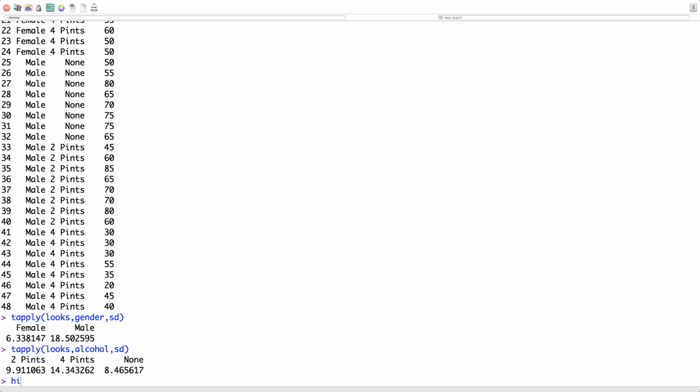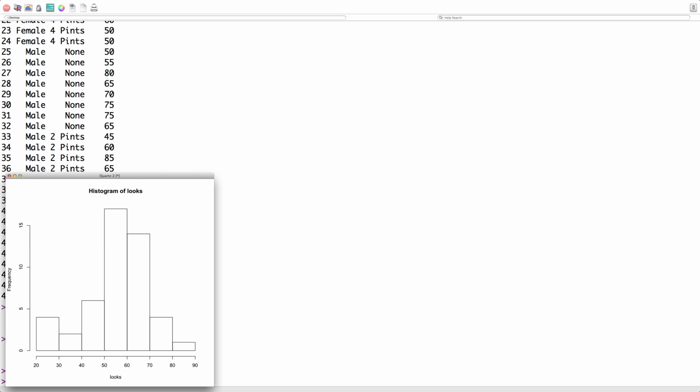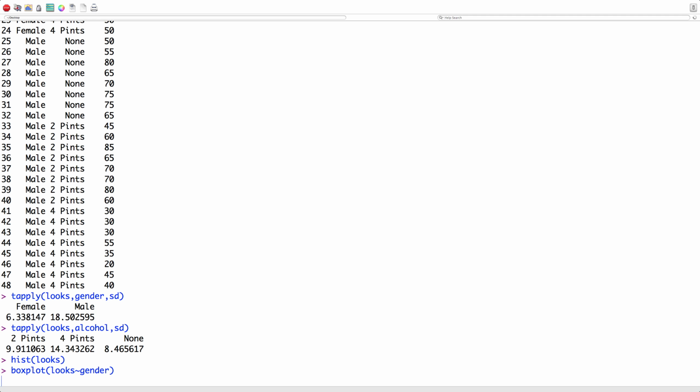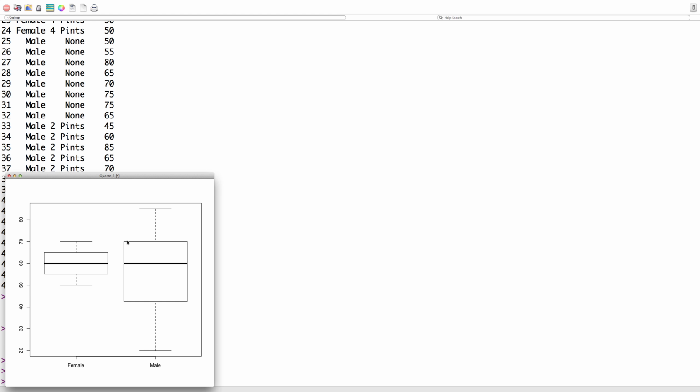I'd like to look just at a histogram of my measurements for looks. Make sure we haven't got anything wacky going on there. We'll officially test that this looks like it came from a normal distribution, but that clearly to me looks like evidence of coming from a normal distribution. And I'd like to also do a box plot of looks over gender. And you can see the variation difference in not only from the low score to the high score, but also the interquartile range.